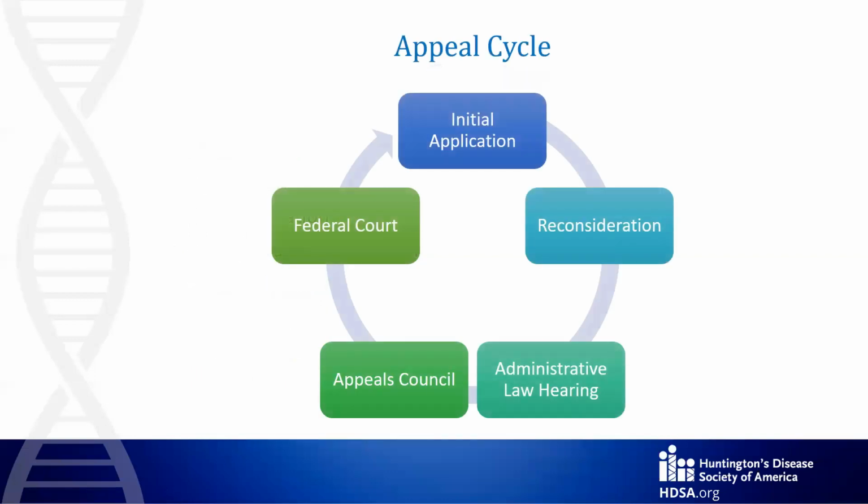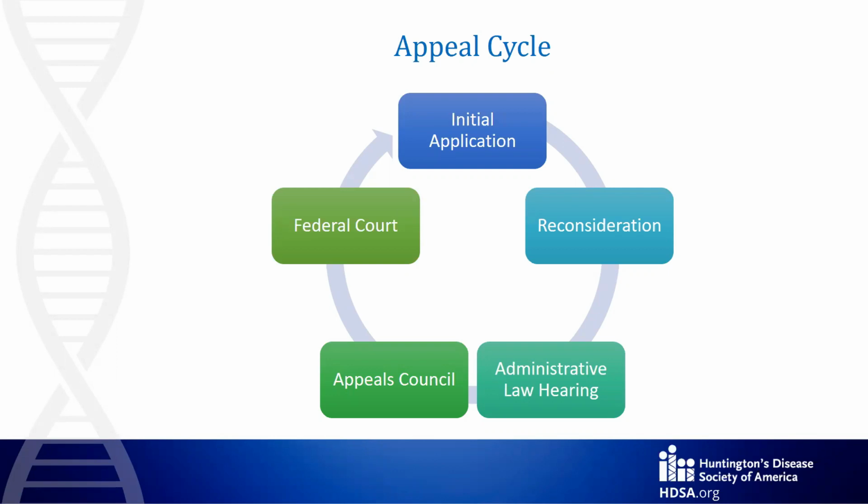So what do I mean when I say appeal cycle? Well, I call this an appeal cycle because it works in a cyclical manner. Every case starts at the initial application stage, and then the second stage of appeal is reconsideration. Then it goes to administrative law hearing, to appeals council, and finally, for a few who are brave enough to try, federal court. At any point, you can hop out of this appeal cycle and start over.